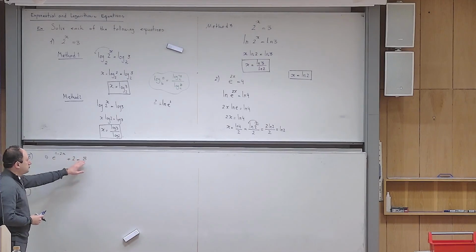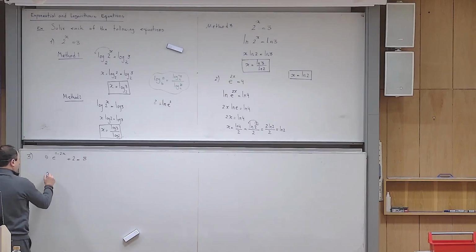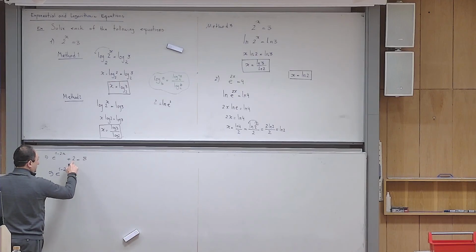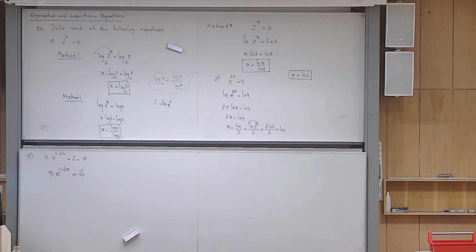So the first step, probably you can guess, I move 2 to the other side. So I will have 5e to the power of 1 minus 2x. Let us move this to the other side. It becomes negative 2, positive 8. It becomes positive 6. My goal is to isolate x, so next I get rid of this 5. So I divide everything by 5.